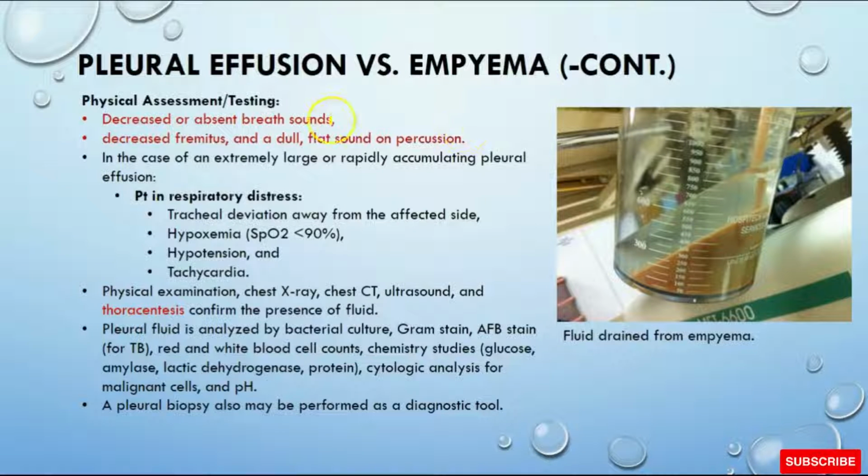Patients who have either one of these might have decreased or absent breath sounds, again, it makes sense because if they have fluid in the pleural space, then that's an area where there is no lung tissue because it has been pushed away. You might have a dull, flat sound on percussion. Depending on how severe it is, a patient may be in respiratory distress. They get a tracheal deviation away from the affected side, hypoxemia of a SpO2 less than 90, hypertension, or tachycardia.